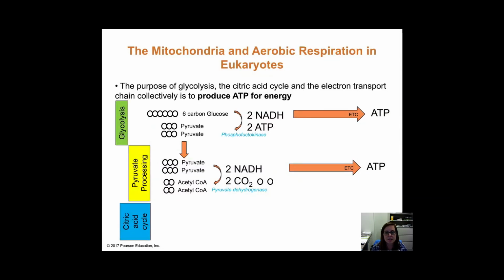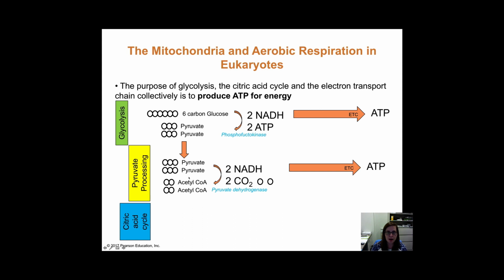So in this video, we're going to be talking about the citric acid cycle. We've already talked about the glycolysis reaction in which we took 6-carbon glucose and converted it into 2 molecules of pyruvate. In this reaction, we made 2 NADHs and 2 ATPs.